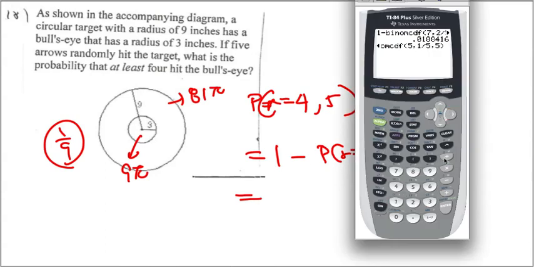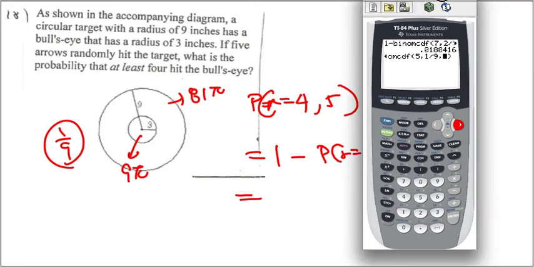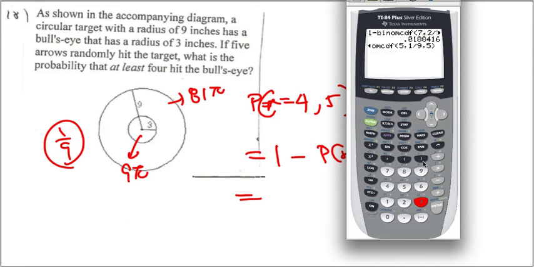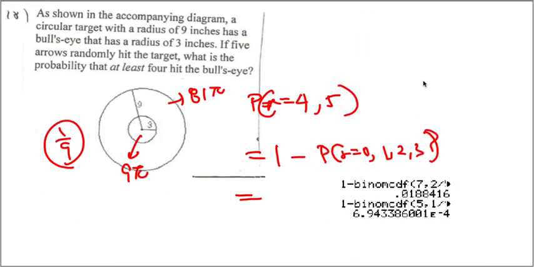So 1 over 9, and we are looking at up to 3, it has to be subtracted. So that becomes our answer. That means we have to move the decimal 4 times. 1, 2, 3, 4. So 0.00069. That becomes our answer.